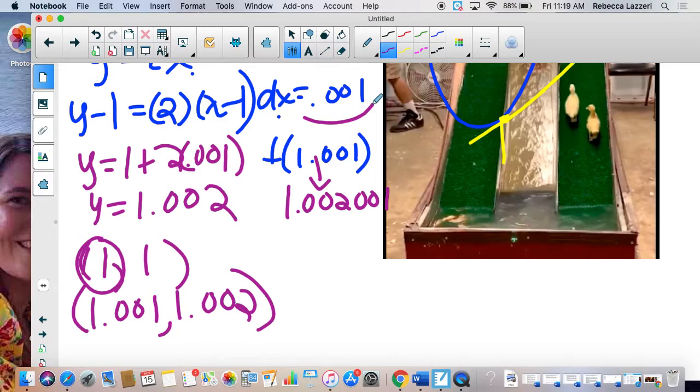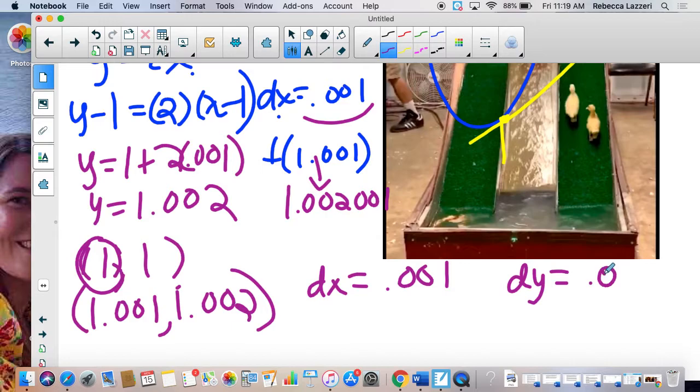And then if I fill 1 into the original, I don't want to do that. I want to do, that's where I messed it up last time. Oh wait, I do want to do that. Okay, so my delta x, my dx is 0.001. My dy is 0.002. Now this is what I was preaching, please watch, okay?